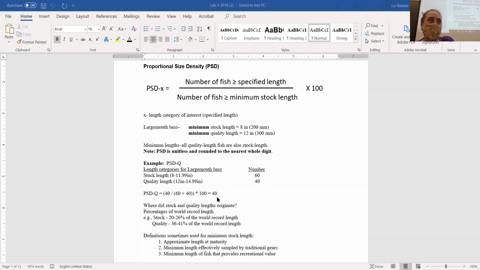Basically, these tables were developed, and we'll have some papers cited in here. Your textbook, I forget which chapter it is, but I have it listed in the syllabus, goes through the history of calculating PSDs and how you get that. Basically, they have world record length, right? So we've got data for what are typical fish for that species, and then what is the world record largest for that species, and that would be in the trophy category, right? The stock length for bass is 20 to 26% of the world record length, and then quality would be within 36 to 41% of world record length.